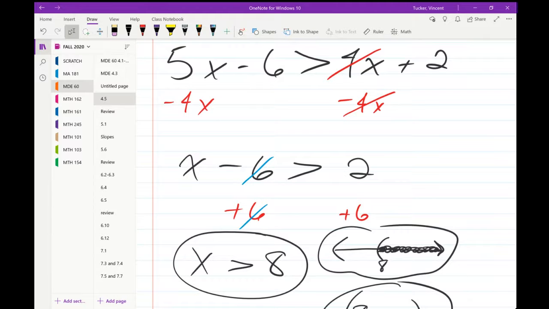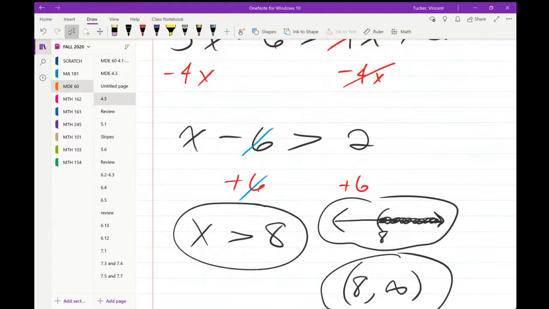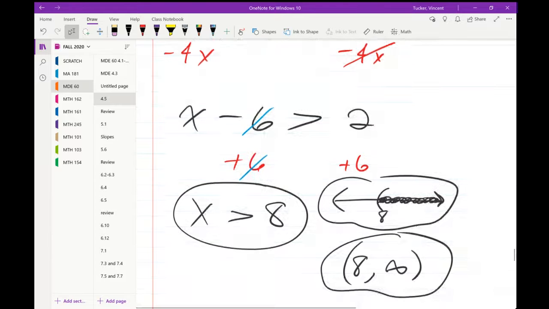The other two pieces that come along with that, you want the values that are greater than 8. So you're talking about 8 and shading to the right, using parentheses over the 8. And then as far as your interval notation, that's 8 comma positive infinity, parentheses on both.